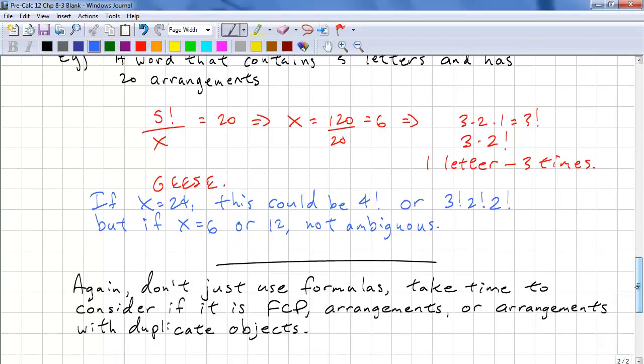So the key here is don't just use formulas. You need to take time to consider if you're just using fundamental counting principle, arrangements, or arrangements of arrangements, or arrangements with duplicate objects. And that completes this lesson.